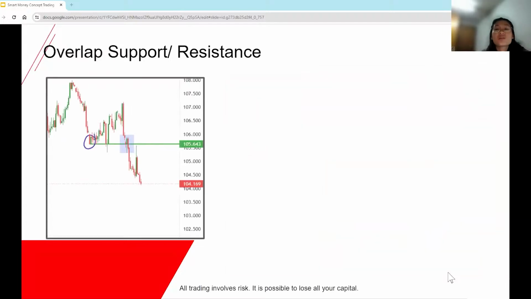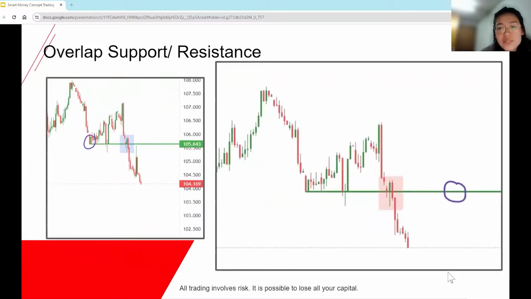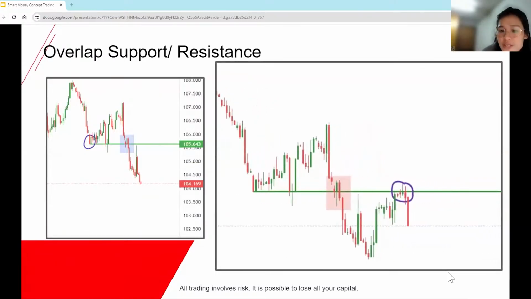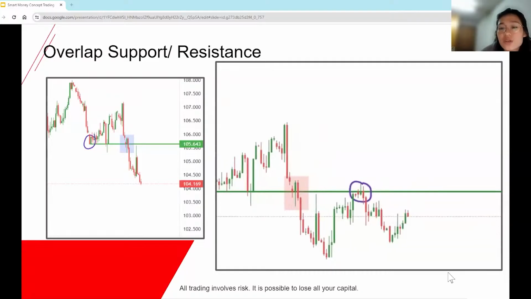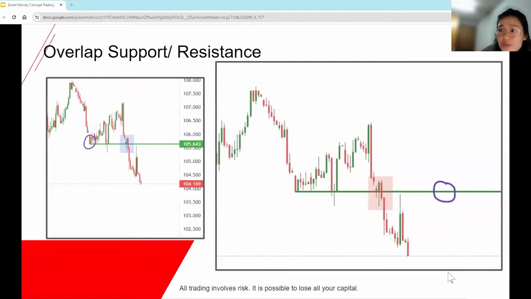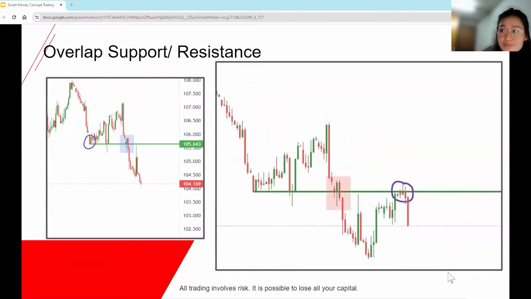Okay, so swing low support becomes a pullback resistance here once price breaks the support at 105.643 in this example. So here we can see how price retraced or pulled back to this resistance level and reversed off of it, making it now an overlap resistance.